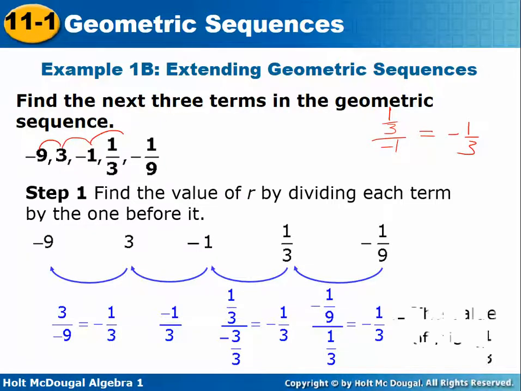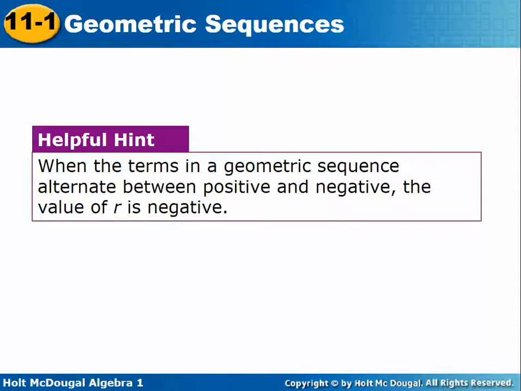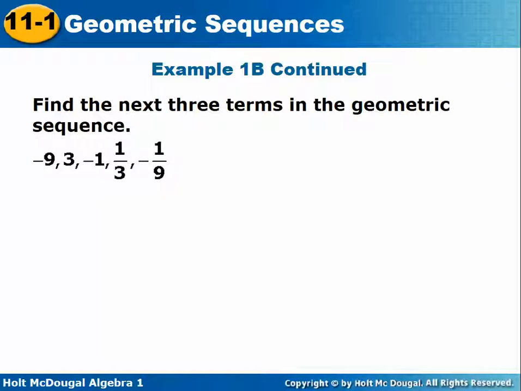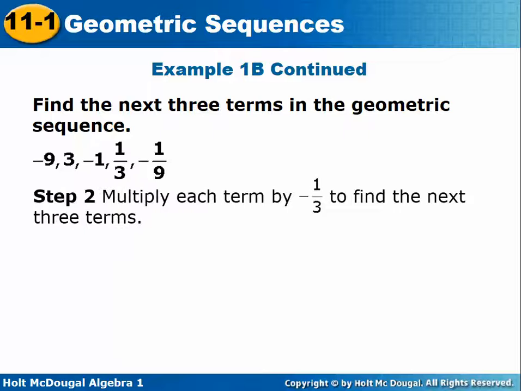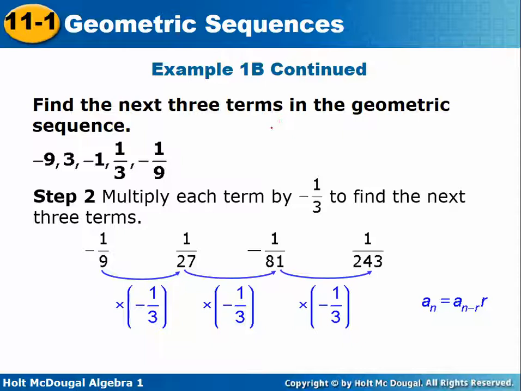Once you know what r is, we are going to multiply that by its previous term. So -1/9 times -1/3. Now when you take negative 1/9 times negative 1/3, let's write that out. A negative times a negative is positive. 1 times 1 is 1. 9 times 3 is 27. So you get 1 over 27.